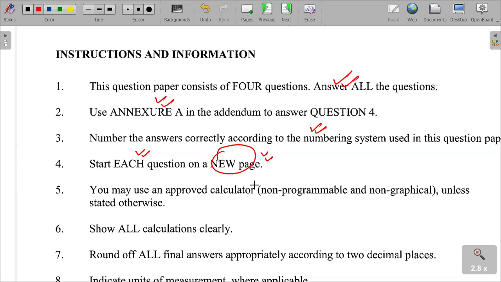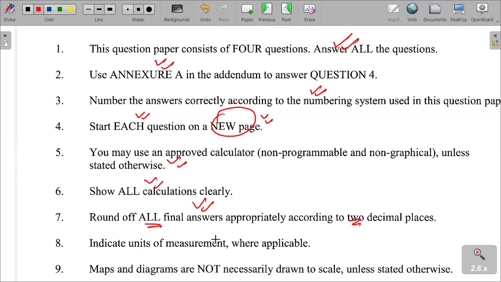You may use an approved calculator, non-programmable or non-graphical, unless stated otherwise. Show all your calculations. Round off all your answers appropriately to 2 decimal places. Follow instructions, please, as you go through this one. Indicate units of measurement where applicable. Again, units of measurement are very important. Please don't make mistakes. Maps and diagrams are not necessarily drawn to scale unless stated.